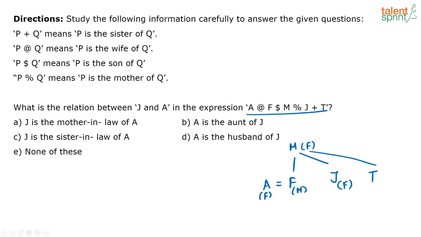Now what is the question? What is the relationship between J and A? So this is J and this is A. See, J and F are siblings, correct? Sister and brother, and this person A is the wife of J's brother, or I can say J is the sister-in-law of A. So the correct answer here is J is the sister-in-law of A, that is option C.